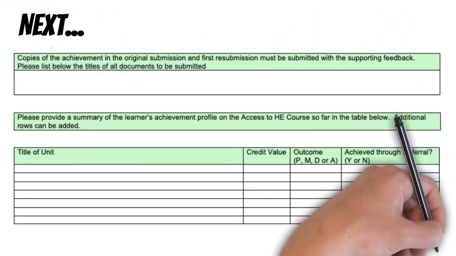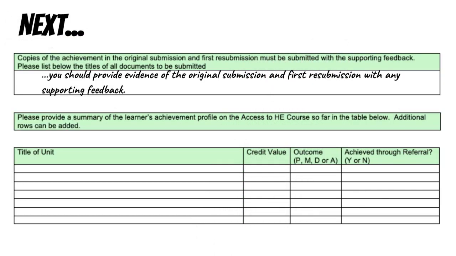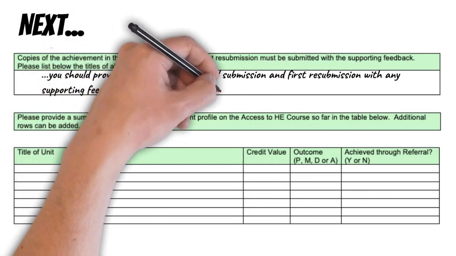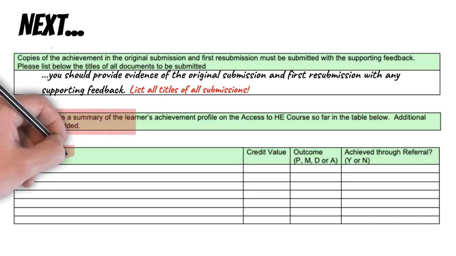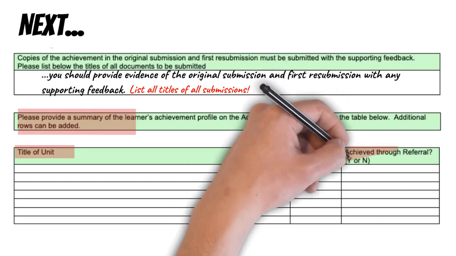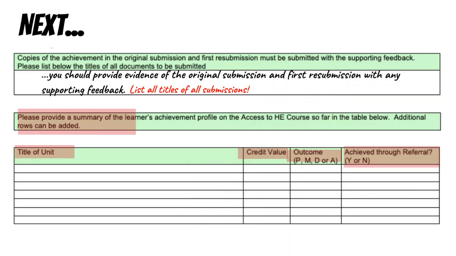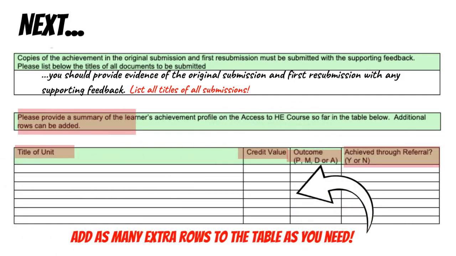Third, you should provide evidence of the original submission and first resubmission with any supporting feedback. The form asks you to list the titles of all submissions. Finally, it's critical that you provide a full list of all achieved units by the student so far. This includes the unit title, the credit value, the grade outcomes, or achieved if it's an ungraded unit, and whether these have been achieved through referral or not. Don't forget, you can add as many extra rows to the table as you need.